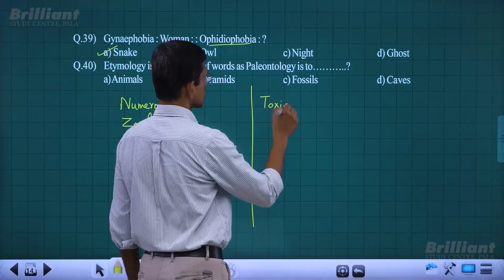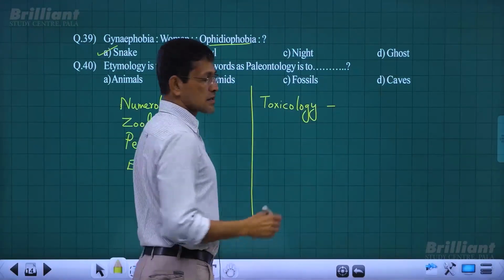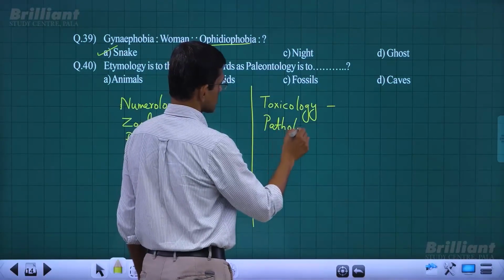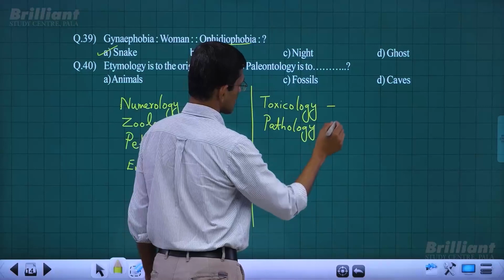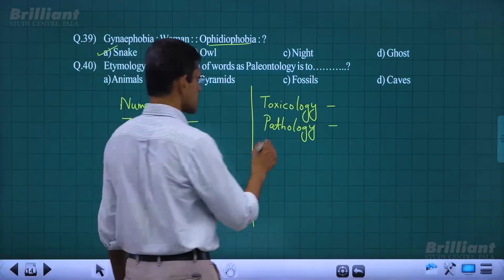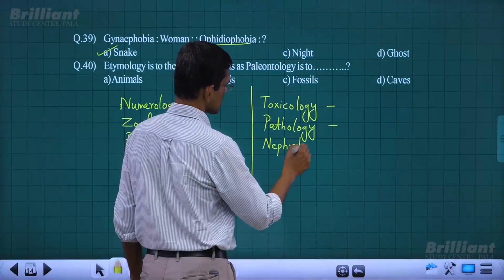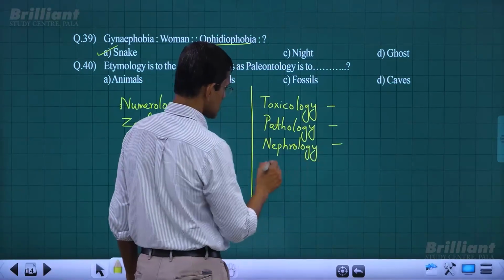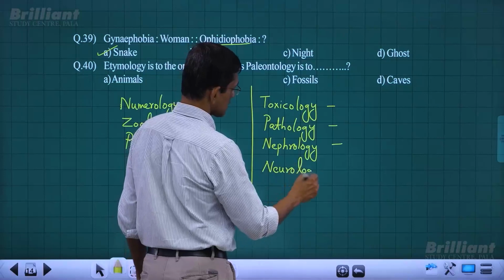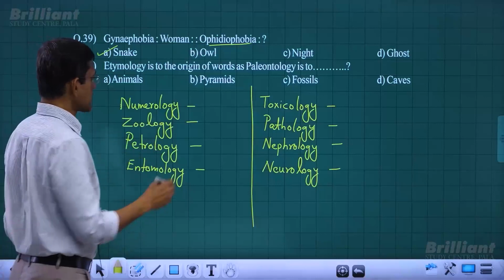Toxicology. Then we have pathology. Cardiology, everybody knows what is cardiology, right? Nephrology, what is nephrology? What is neurology? Oh, these are pretty much numerology is numbers.